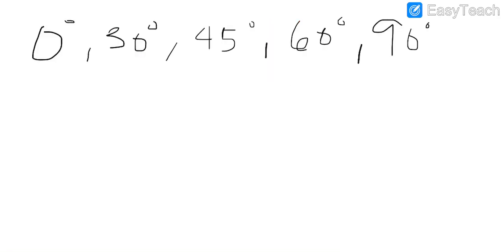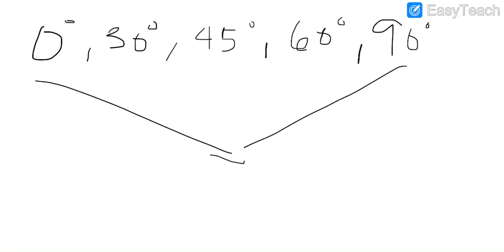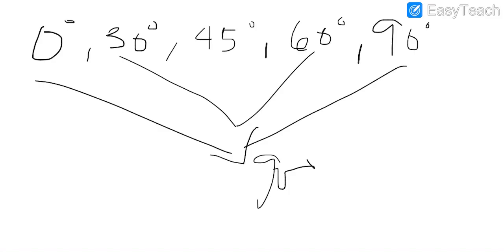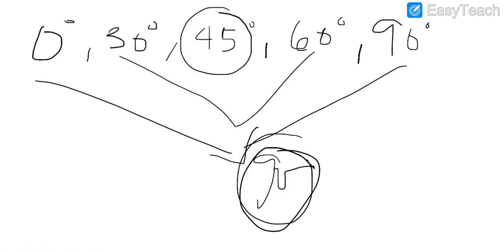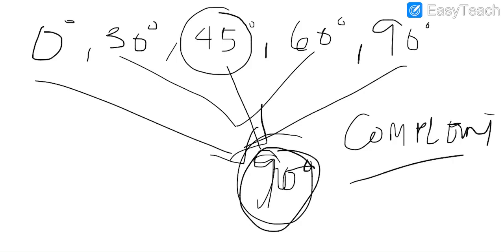Now each pair of these angles, when we make a pair of them, they make 90 degrees. That is why they are complementary to each other. Here, 0 plus 90, that is 90 degrees. 30 plus 60, that is also 90 degrees. And if we add 45 degrees by itself, we will have the result 90 degrees also. So they are complementary angles, or they complement each other.